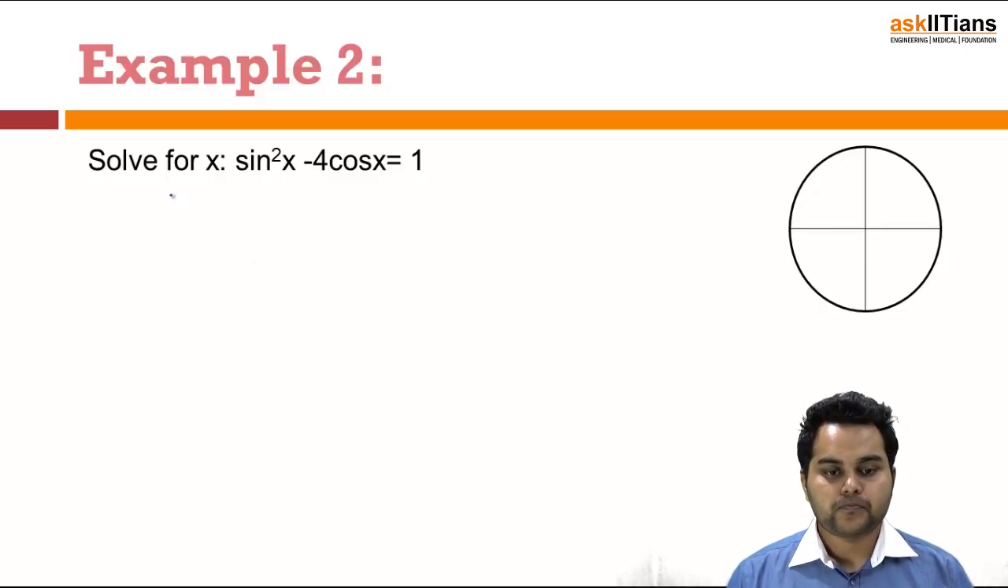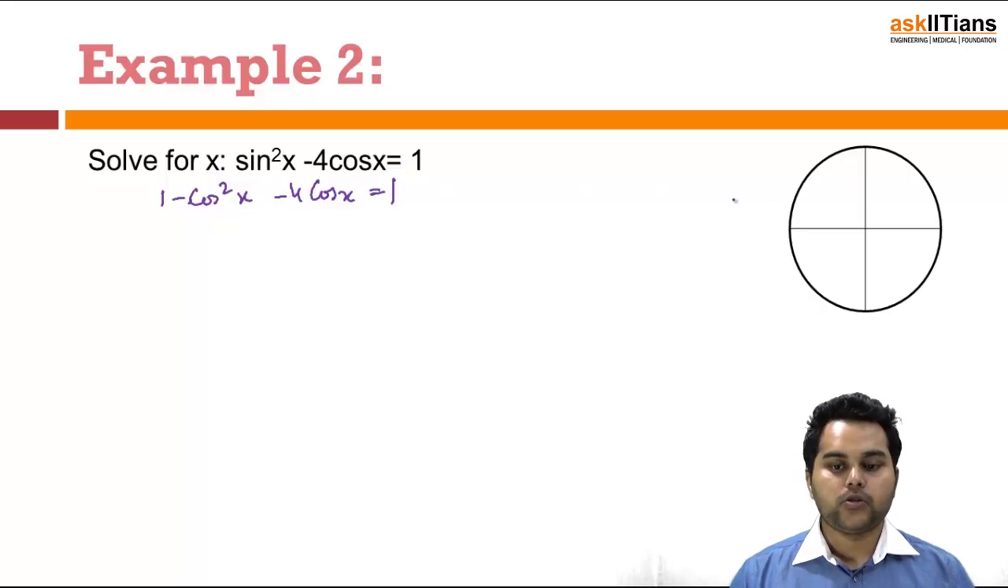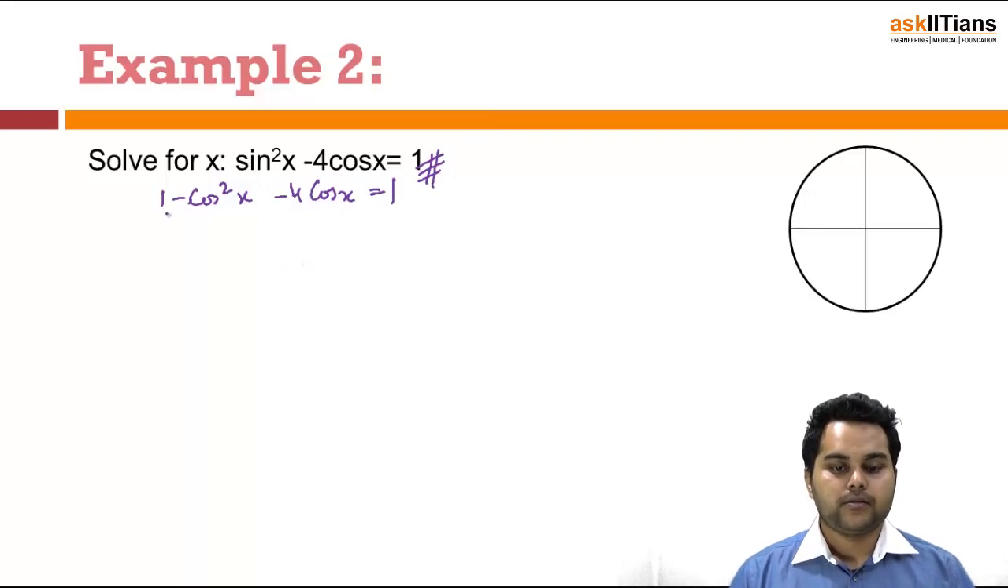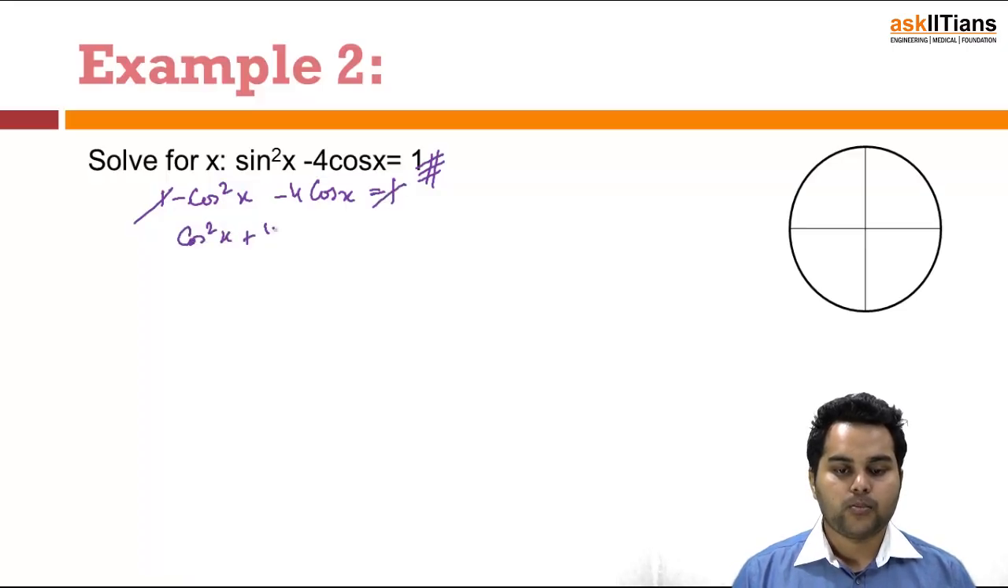I'll do the same. I write sin square x as 1 minus cos square x, minus 4 cos x is equal to 1. I cannot locate the solution right now in the unit circle. The reason being, it's not a simplified equation. I'll first simplify it, then I'll try to locate the quadrant. So that gives me 1 would cancel out. That leaves me with cos square x plus 4 cos x is equal to 0.